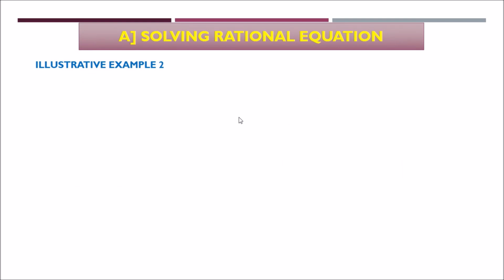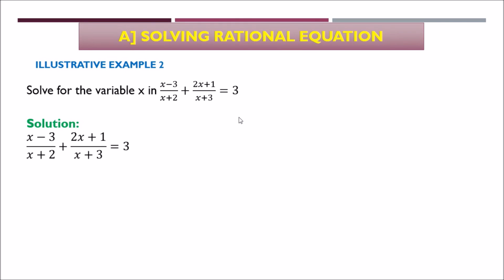Now let's move on to our illustrative example number 2. Solve for the variable x in x minus 3 over x plus 2 plus 2x plus 1 all over x plus 3 equals 3. So here is our solution. We need to multiply both sides by the quantity x plus 2 times the quantity x plus 3 for us to eliminate the denominator or the fraction symbol.